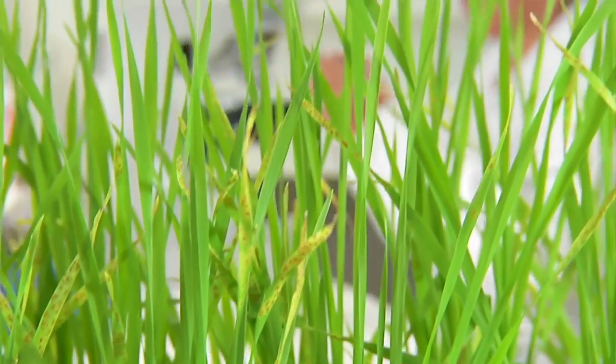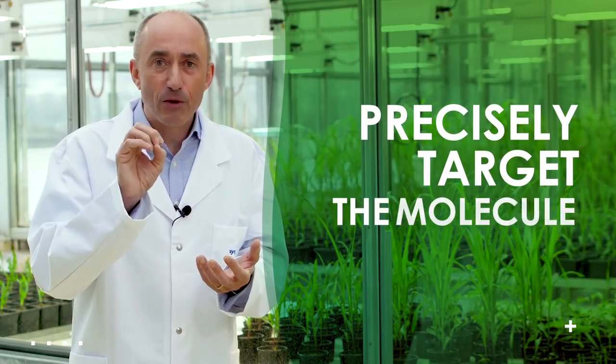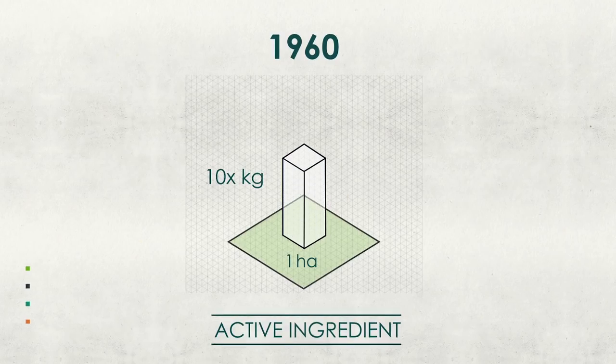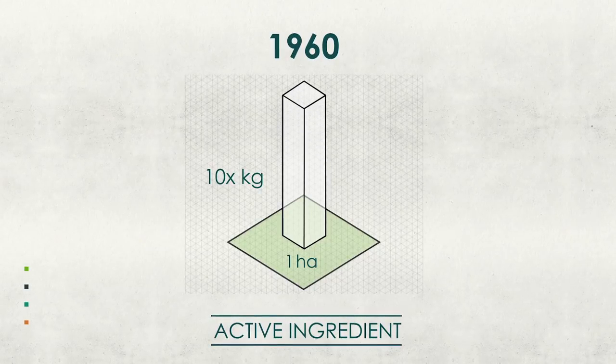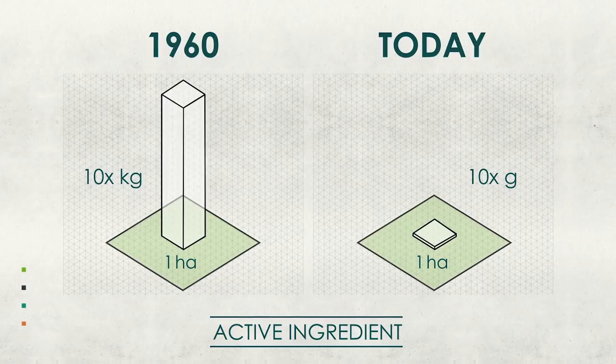We can use these to design the molecules, and our chemists are really clever at using that science to really precisely target the molecule, the active ingredient, exactly where we need it to do its job. This has had a huge benefit. Back in the 1960s, there were tens of kilos of active ingredient being applied to a hectare of a field. Today, it's tens of grams. It's minuscule. Because of this precision, over the last 30 years, we've lost 30% of active ingredients globally because they no longer work effectively or they no longer meet societal expectations.